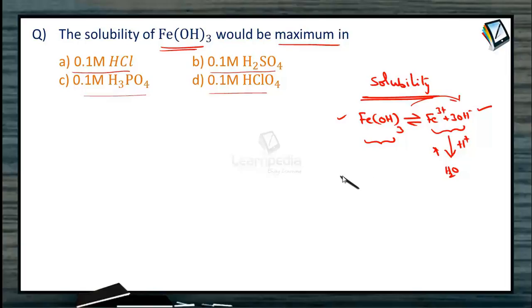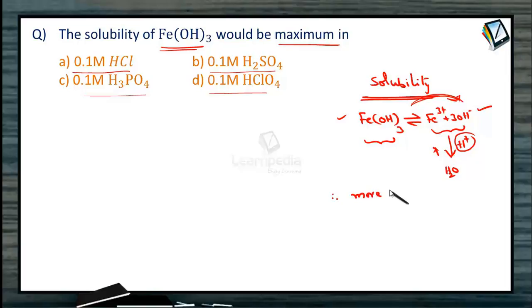But the options given are all acids. HCl is a strong acid. Sulfuric acid is a strong dibasic acid. 0.1 molar H3PO4 is a weak tribasic acid. 0.1 molar HClO4 is a strong one. So the more the concentration of H+ ions in the solution, the more is the shift in the equilibrium to the right side and the more is the solubility.